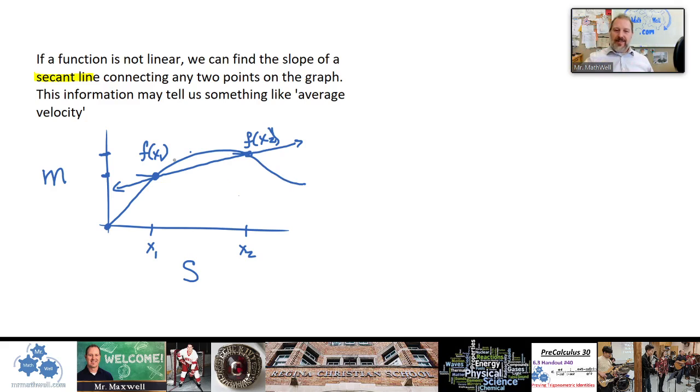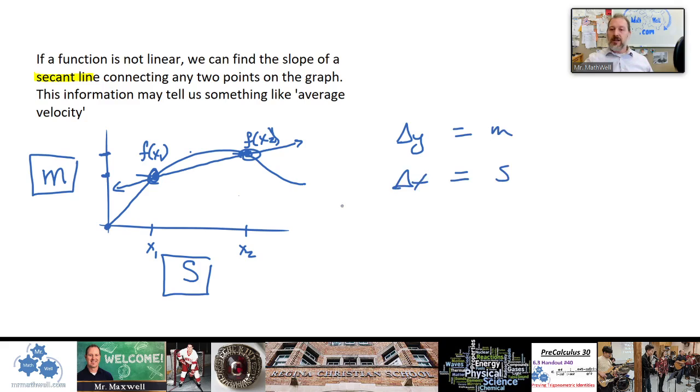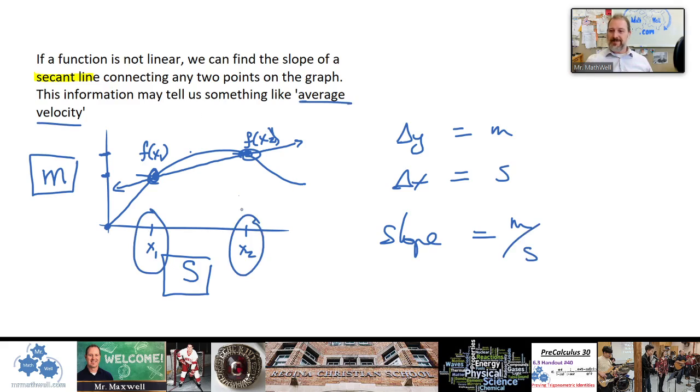Now, the slope of this line right here would be rise, or meters, divided by run, or seconds. So again, change in y would be in meters. Change in x would be in seconds. So the slope of this line would be meters per second, or this could be your average velocity between this time and this time. Okay?